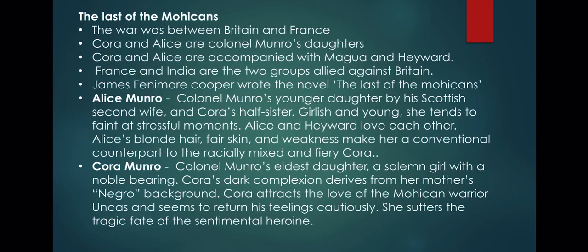You have here the character analysis: Alice and Cora, Monroe's daughters. Alice was girlish and young. She has blonde hair, fair skin, and weakness made her a conventional counterpart to the racially mixed Cora. On the other hand, Cora has a dark complexion that derives from her mother's Negro background. She attracts the love of the Mohican warrior Uncas. So Cora loves Uncas and Alice loves Howard.